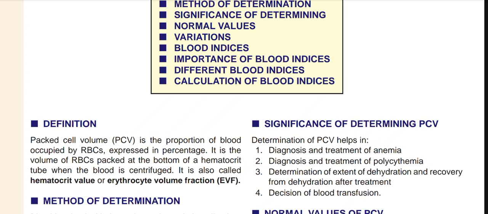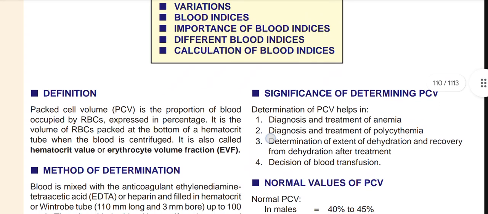Packed cell volume is the proportion of blood occupied by RBC expressed in percentage. It is the volume of RBCs packed at the bottom of a hematocrit tube when the blood is centrifuged, and it is also called hematocrit value or erythrocyte volume fraction, or EVF. So what is packed cell volume? Packed cell volume is the proportion of blood occupied by RBC expressed in percentage.